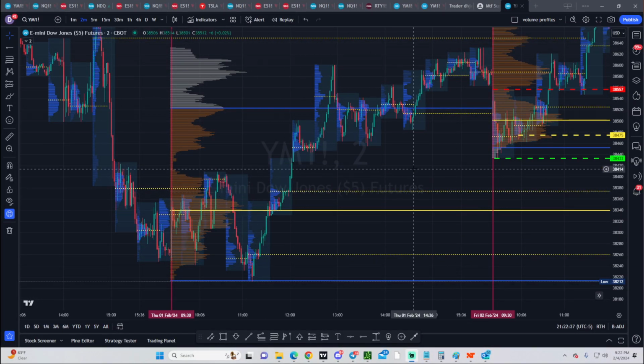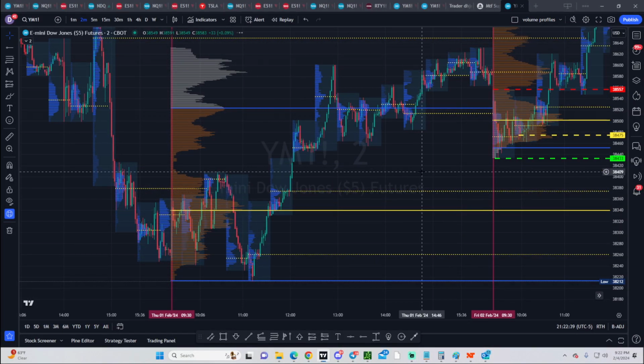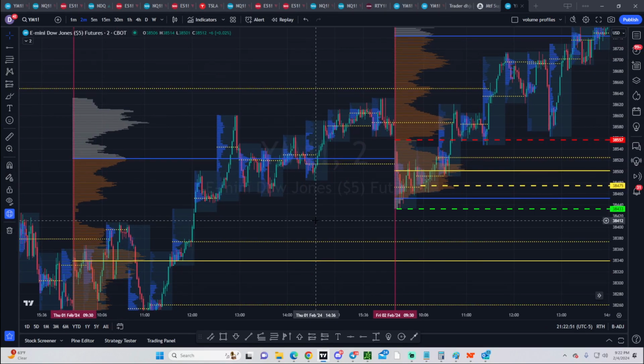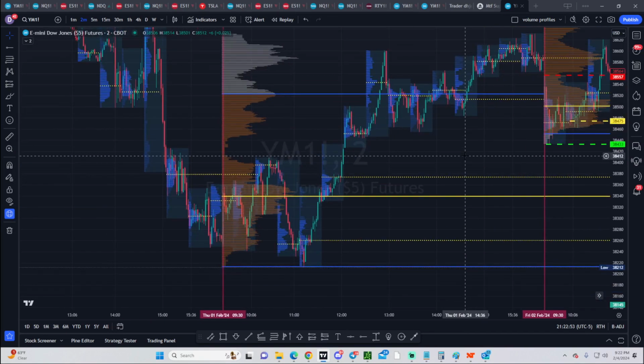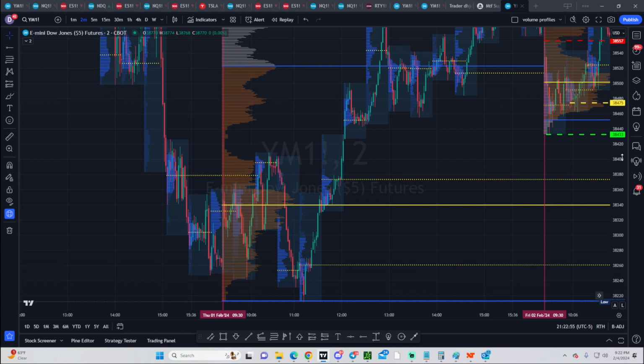Okay, team. Here's another example of trading the volume profile in combination with the opening range, the opening range breakout and the naked POCs. So let's go back to this session here.